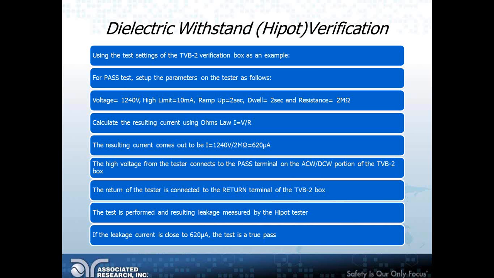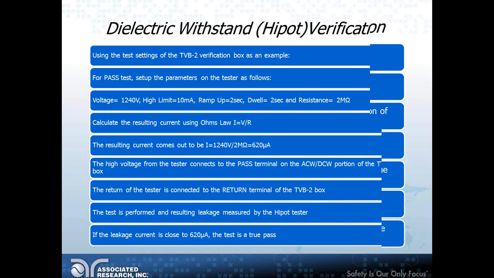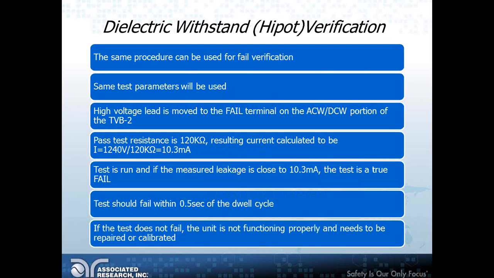So if the leakage current is close to this value of 620 microamps, this means that our tester is detecting a true pass. So here we verified the pass condition for our safety tester. Next, we're going to follow the same procedure to run a verification for the fail side.